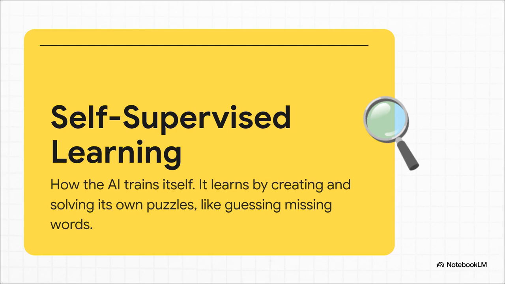So how in the world does this giant model train on all that text from the internet? It uses something called self-supervised learning. The wild part is, instead of a human teacher grading every single example, the AI basically creates its own puzzles. It'll take a sentence, hide a word, and then try to guess what it is. By doing this billions and billions of times, it learns the patterns of language all by itself. It's super efficient, and it's what makes these massive models even possible.